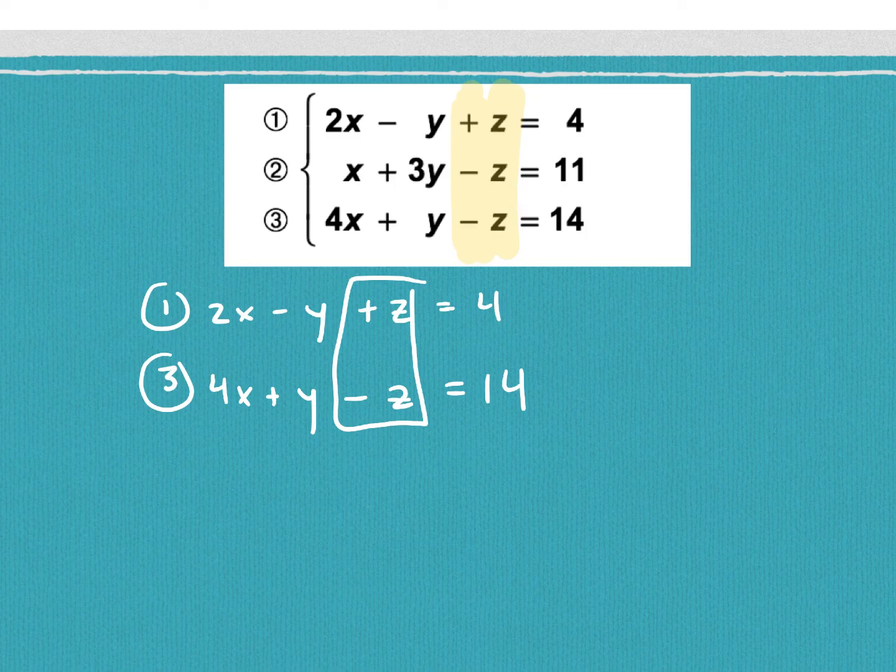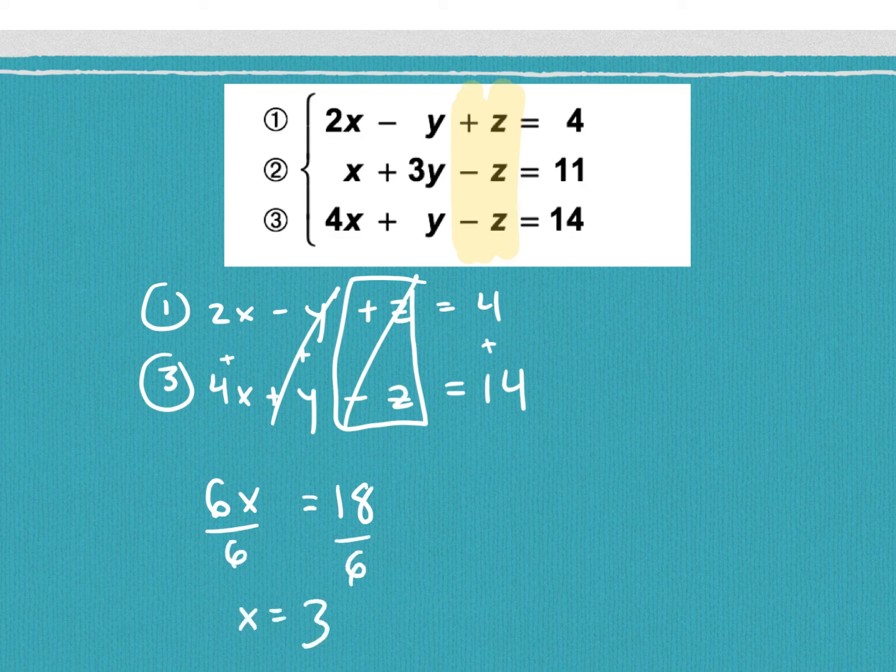Are my z's going to cancel out right away? Yep. So then I just need to combine everything else. Don't your y's also cancel out? So I have 2x plus 4x, which is 6x. What's negative y plus y? 0. They cancel out. So then I am going to add 4 plus 14, which is 18. Can I solve for x from here? Yeah. What do I need to do? Divide by 6. So what's x equal to? 3. Awesome.